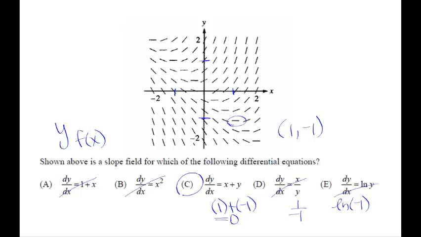So by process of elimination fairly quickly, we can determine that that indeed is going to be where the slope is 0. As a matter of fact, we could verify that and say that any time the x and y coordinates have the same magnitude but a different sign, their sum is going to give us 0. So that verifies for sure that C is the correct differential equation for this slope field.